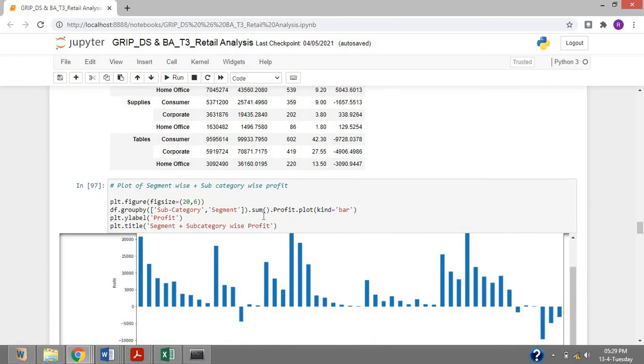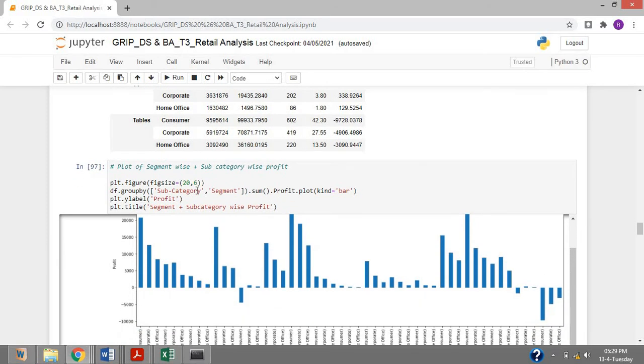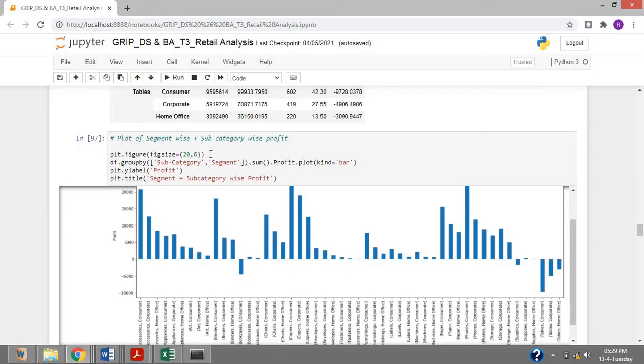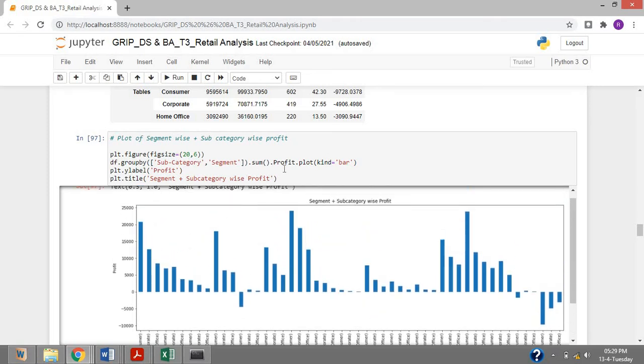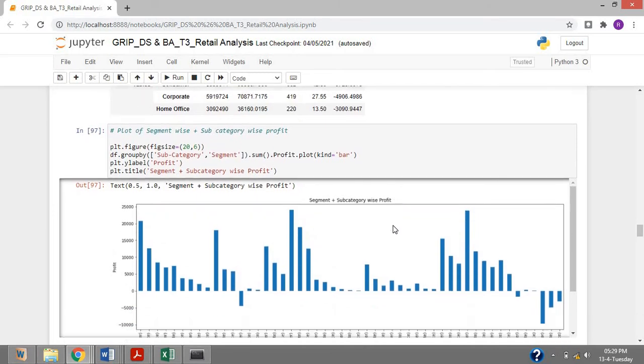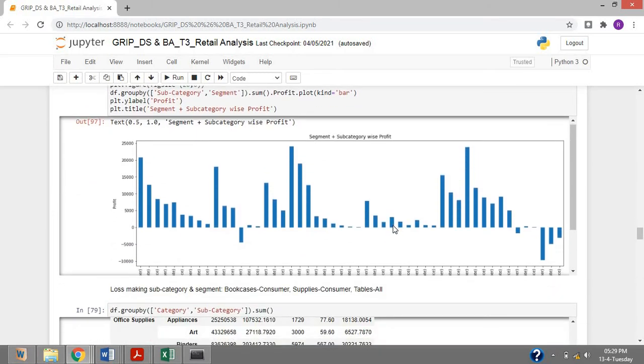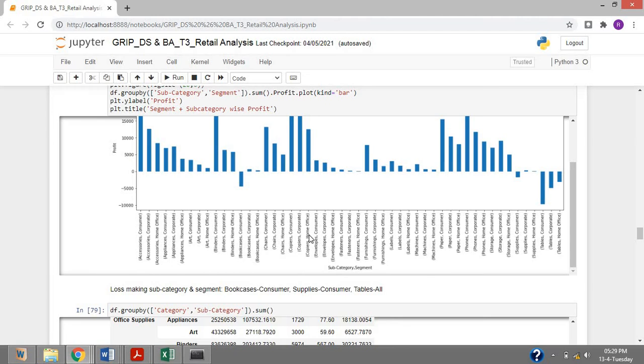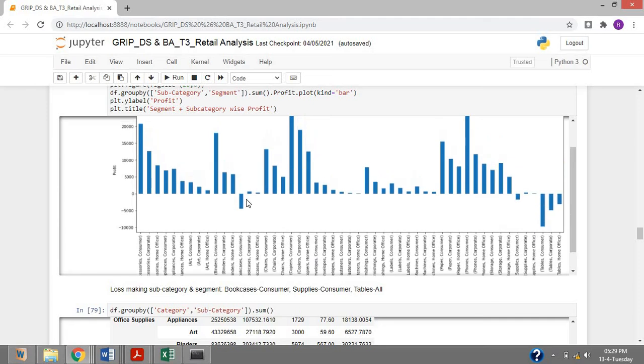So again the same code as we have executed before, choosing the size of the plot so that we can visualize it all, and group by, we are again employing the dot plot method. Analyzing the graph again, on the y-axis it is profit, on the x-axis it is the segment plus the subcategory. So we are interested in those segments and subcategories which are loss making, which have a bar below 0.